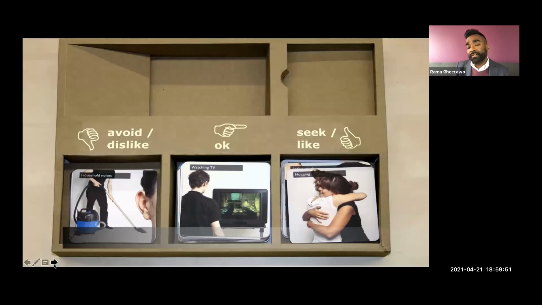Another quick one here, I think the last case study: autistic people have to fill in questionnaires in order to talk about their likes and dislikes. And we just created this prototype of cards, of images, and they could just put it into boxes, categories of avoid, okay, or like. And it was a game changer for the residential homes we were working with, who house residential autistic adults.